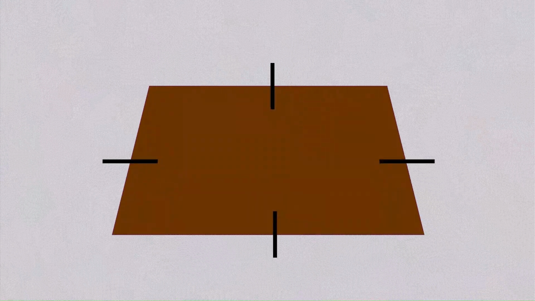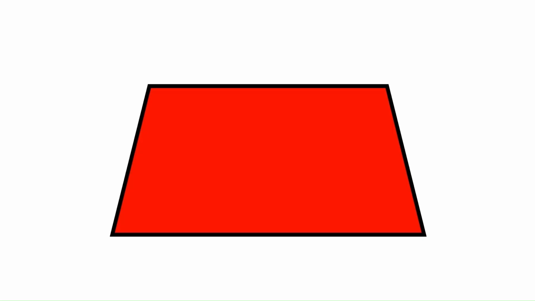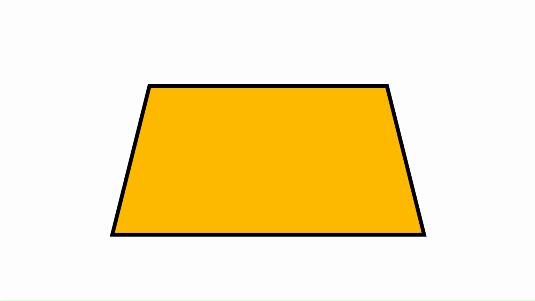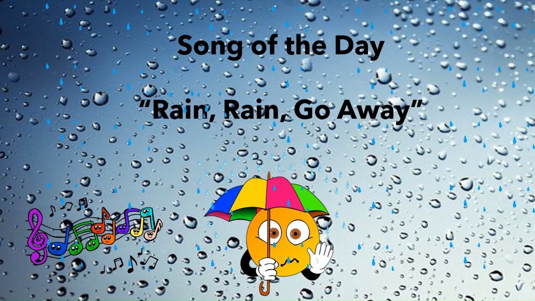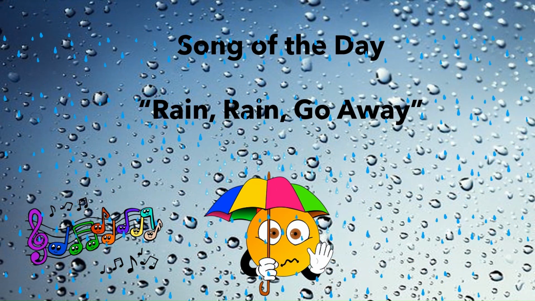1, 2, 3, 4. Big trapezoid, small trapezoid, red trapezoid, orange trapezoid, yellow trapezoid, green trapezoid, blue trapezoid, purple trapezoid, the trapezoid. Now we will sing the song of the day, Rain, Rain, Go Away.